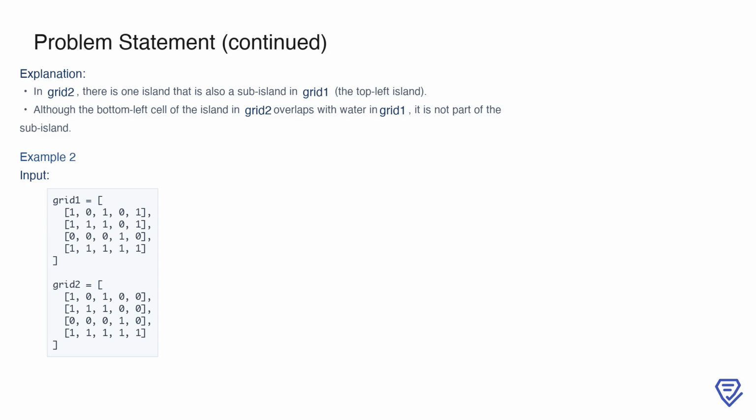The reasoning is that there are two valid sub-islands in grid 2. The first is the top left island, which entirely overlaps with an island in grid 1. The second is the bottom right island, which also perfectly overlaps with a corresponding island in grid 1. However, the small island at position 2, 3 in grid 2 is not a sub-island because it does not fully align with any island in grid 1.